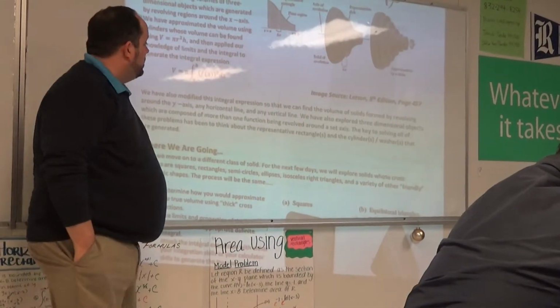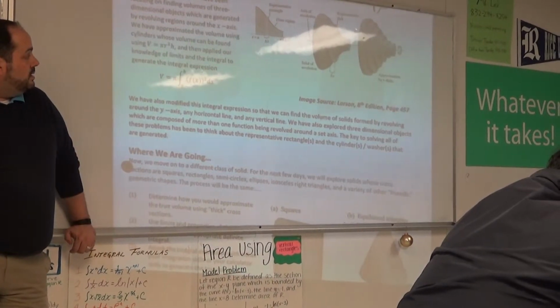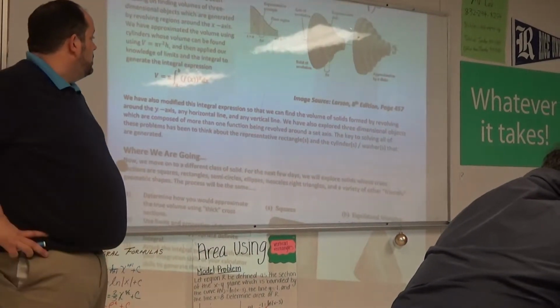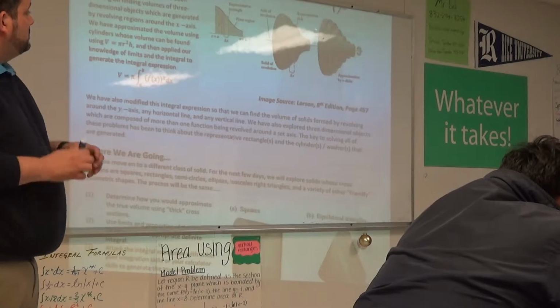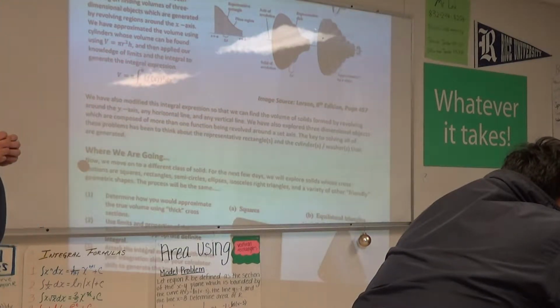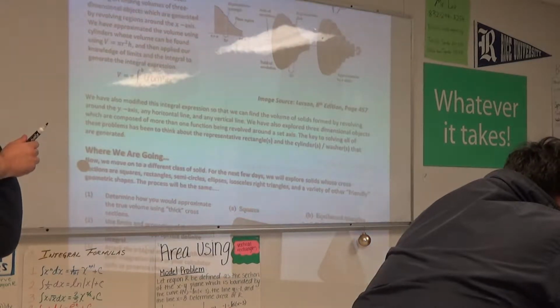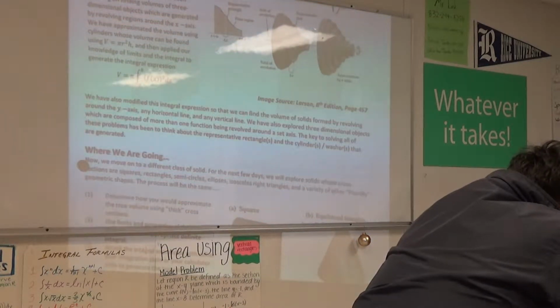Shown generally by revolving loops around the axis. We have to approximate the volume using cylinders. Volume can be found using pi r squared times height, and then apply our knowledge for the limits of the integral to generate an expression.